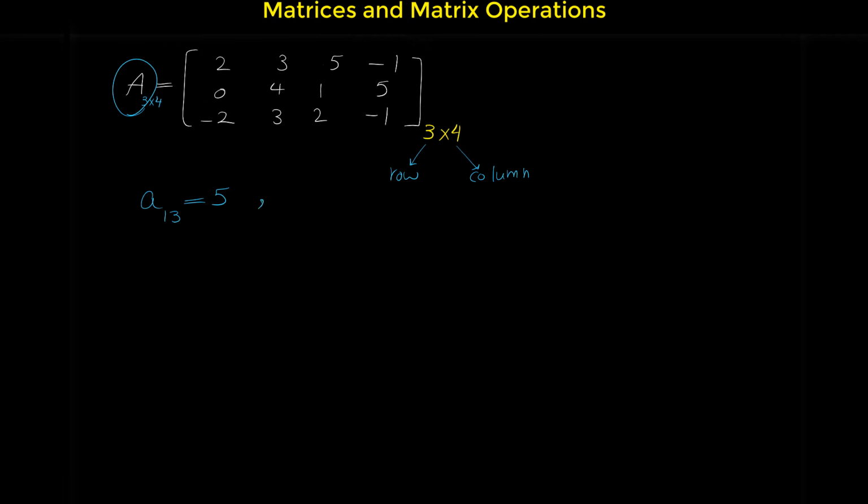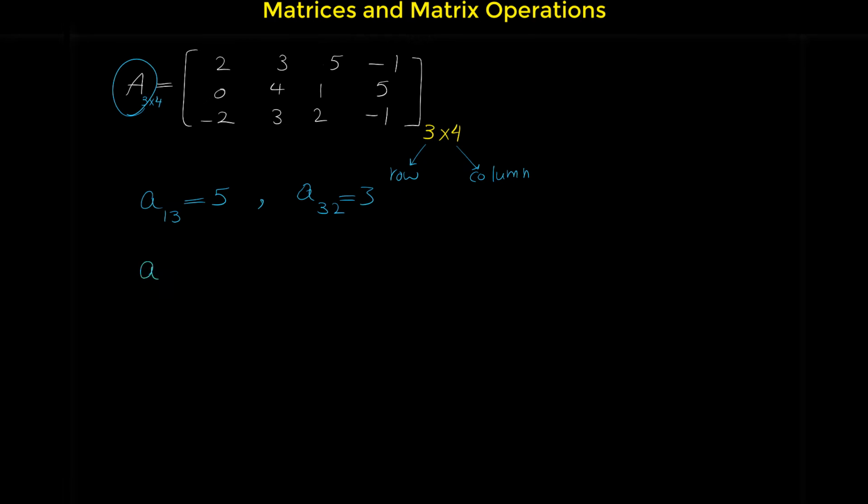For example, what is the element in third row, second column? Can you find this element? The element that is located in third row, second column, at the intersection of the third row, second column, is 3.